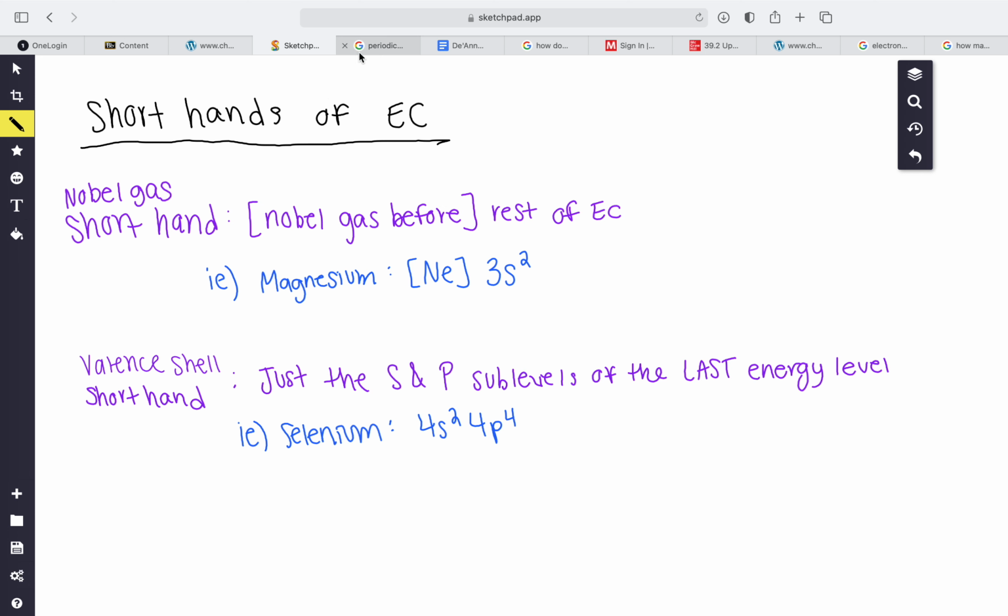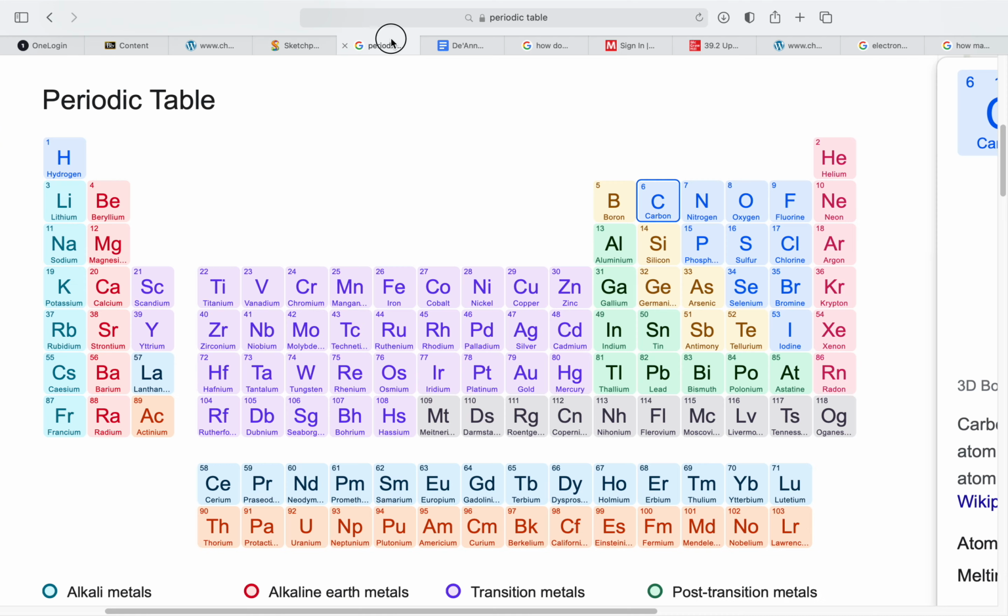With the noble gas shorthand, what we do is we write the noble gas before in little brackets, and then you do the rest of the electron configuration. So I did the example of magnesium. Let's look and find magnesium, right? And we'll figure out what the noble gas before was and the rest of the configuration. Magnesium. There she is. Beautiful number 12.